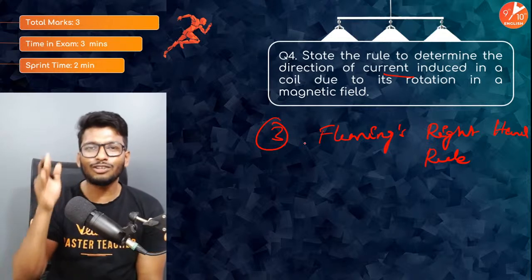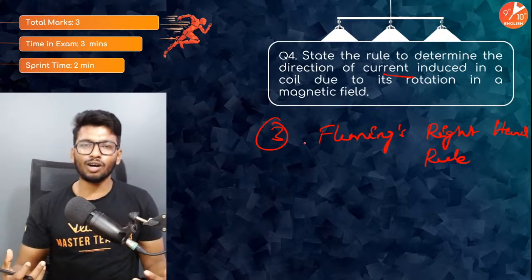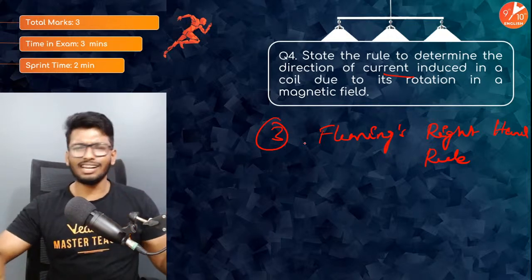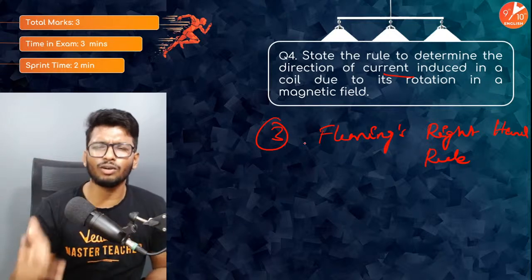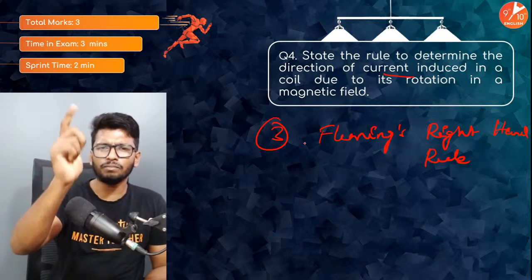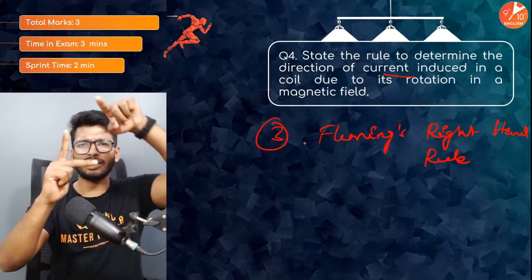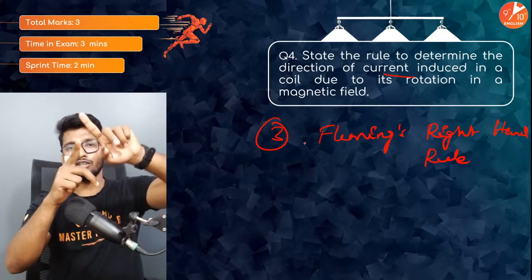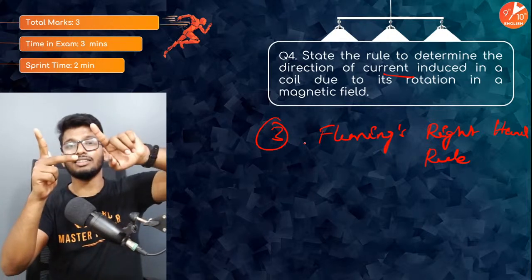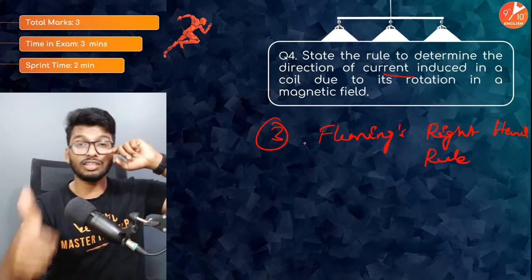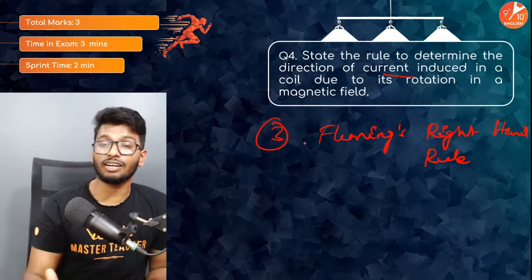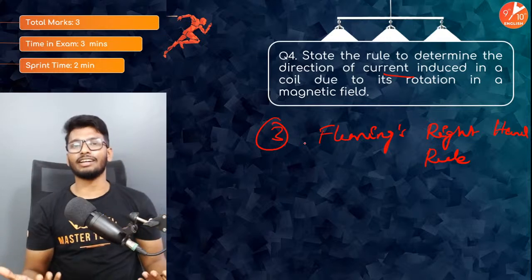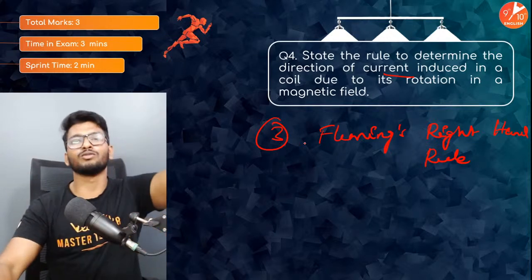You have to make sure to define it as well, because it's a 3-mark question. I would say go one step ahead and define what Fleming's right-hand rule is. You guys know the drill. I'll just quickly go through it. According to Fleming's right-hand rule, if you take your right hand and extend your thumb, index finger and middle finger in such a way that they're all perpendicular to each other, then the index finger shows the direction of the magnetic field, the thumb shows the direction of the force on the conductor or the direction of motion of the conductor, and last but not the least, your middle finger shows the direction of the induced current.